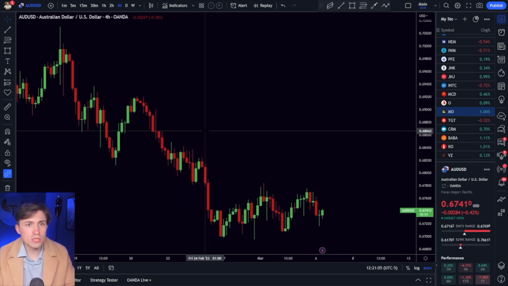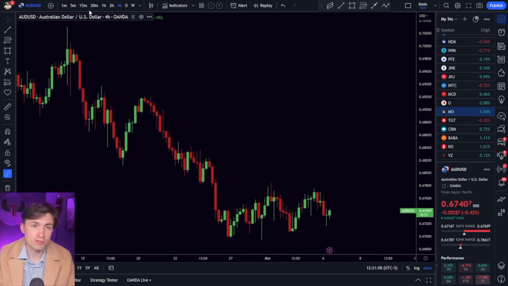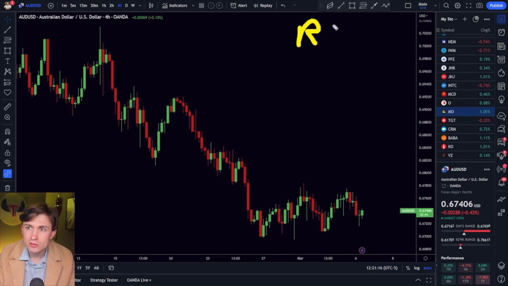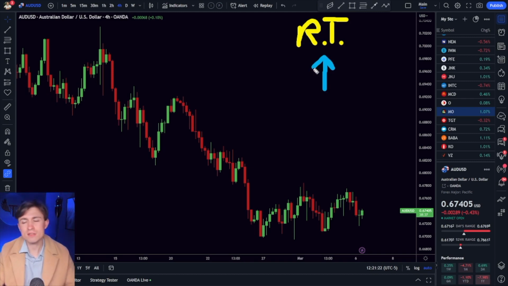Okay guys, so we're looking at the 4-hour chart of the Australian dollar against the US dollar. And remember, we saw retail traders are long. Their bias, we'll call them retail traders, RT, their bias is to the long side. Now, why is this information useful?